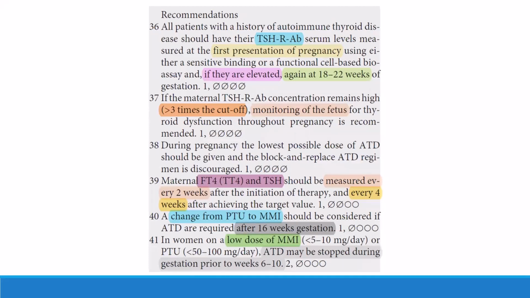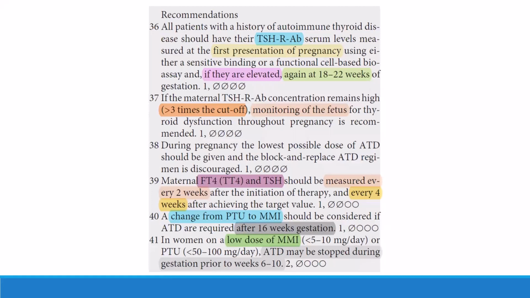How to follow up? Usually we follow up a pregnant female with Graves disease by free thyroid hormone or total thyroid hormone, but in this situation we should adjust the total thyroid hormone according to the gestational age, because increased TBG will increase the total thyroid hormone reference range. So we should adjust total T4 regarding gestational age.